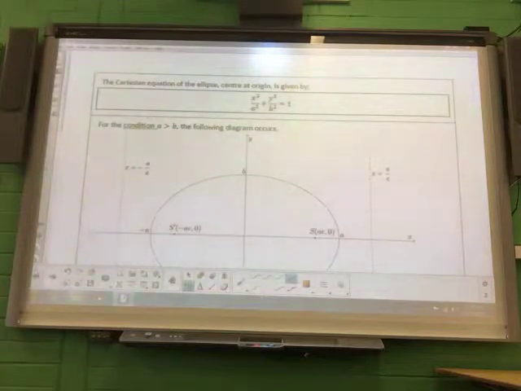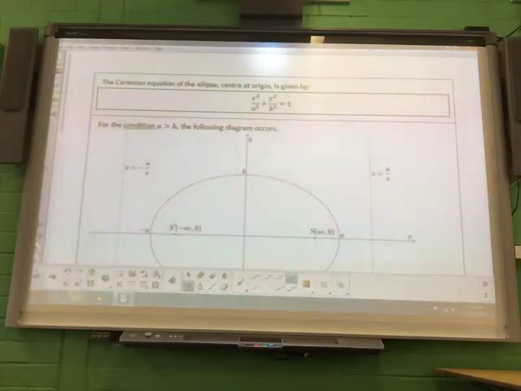Okay, so a quick summary from yesterday. We've derived the equation of an ellipse in Cartesian form: x squared over a squared plus y squared over b squared is equal to 1. The a's and b's are significant because one gives you the eccentricity and also will give you the intercepts of the x and y axis.